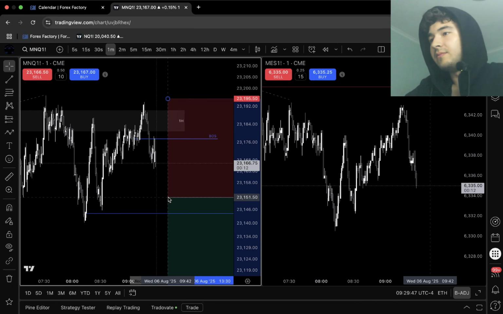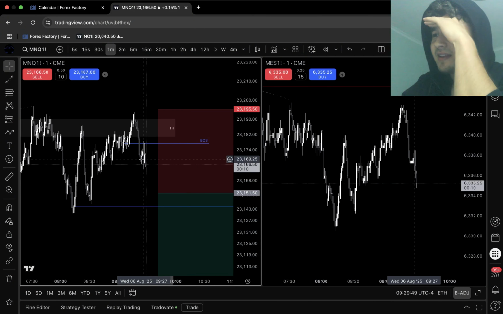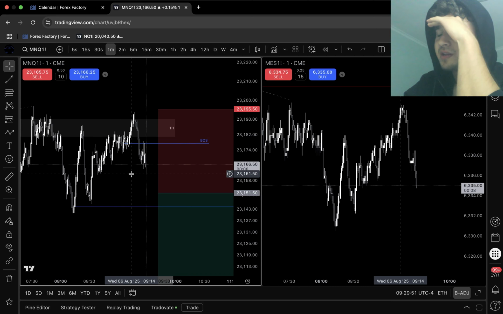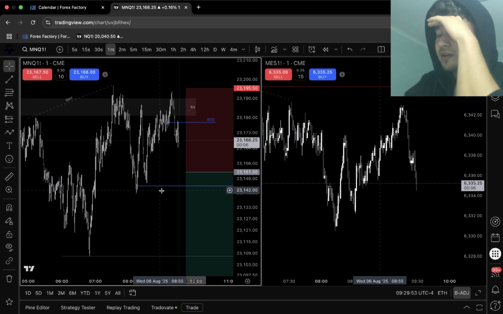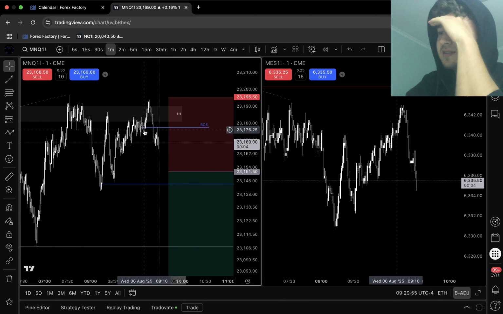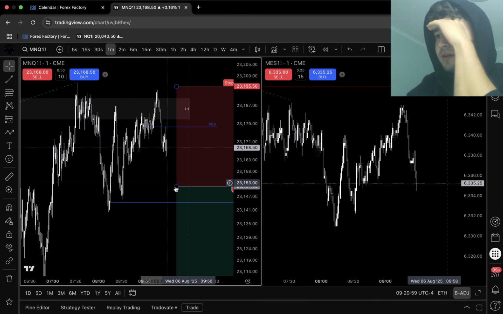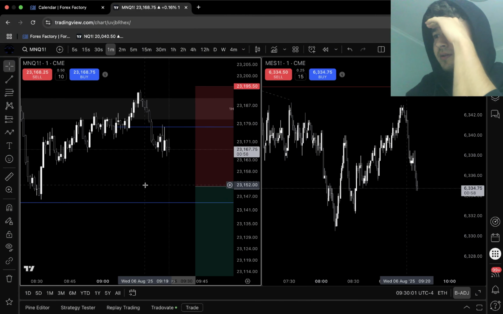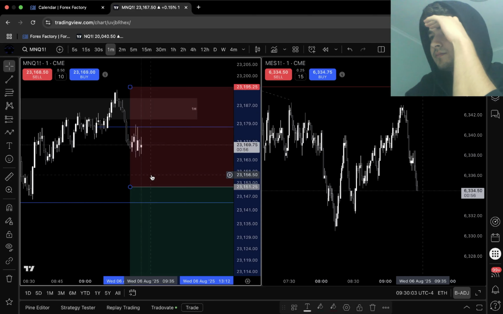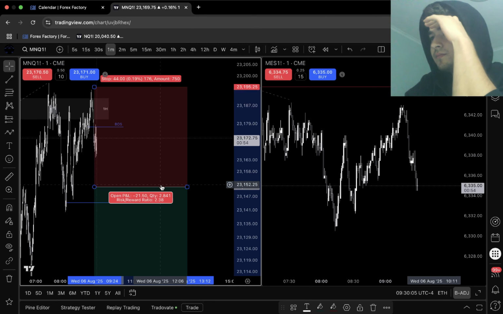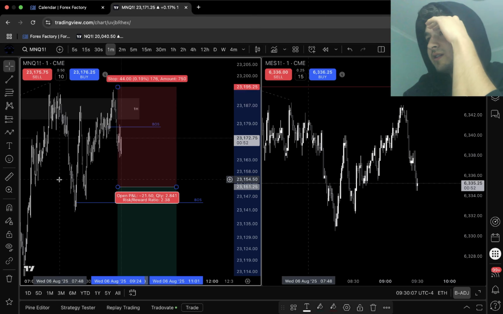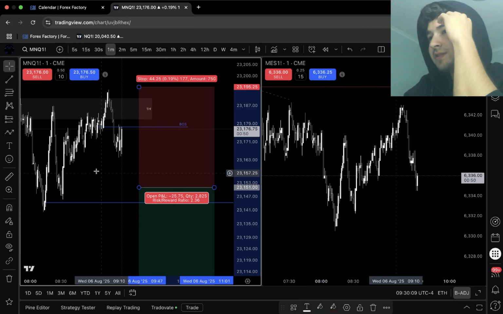So far, I like it, but I'm not sure if this breakout structure is going to be enough for me to take a trade. I want this breakout structure to activate. This is too small. I don't trust it. Okay, market's opening. Give me a nice manipulation. Give me a nice SMT.